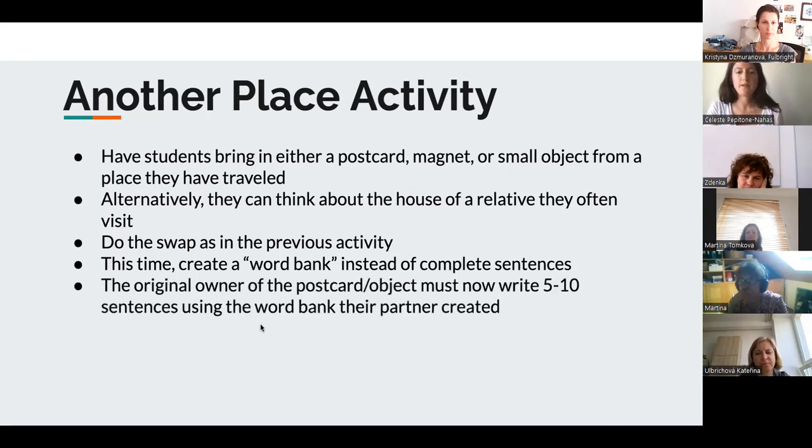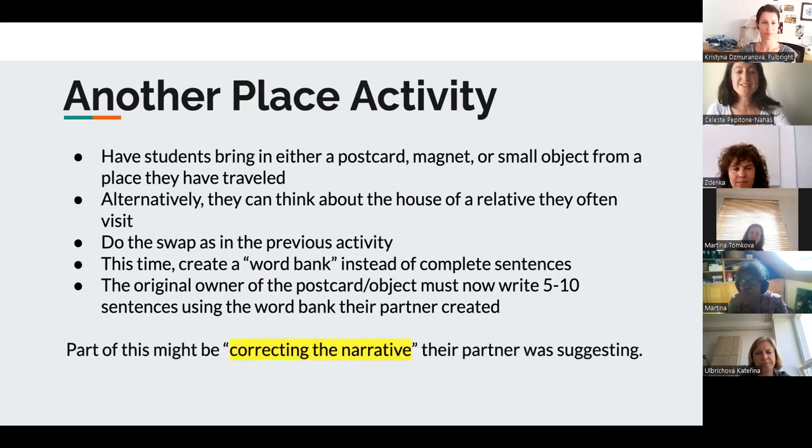Again, now you will swap back, and the original owner of the object will look at the word bank their partner created, and now they can write about what their object really means to them using those words that were provided for them. So again, this can be really funny because maybe the person I gave this to hates biking, so they wrote boring or difficult. And then I get their word bank and I'm thinking, no, this is my favorite thing to do. So in my writing, I'm going to be more encouraged to express how much I love biking. So I find this working with objects, working in partners can be really generative for students.